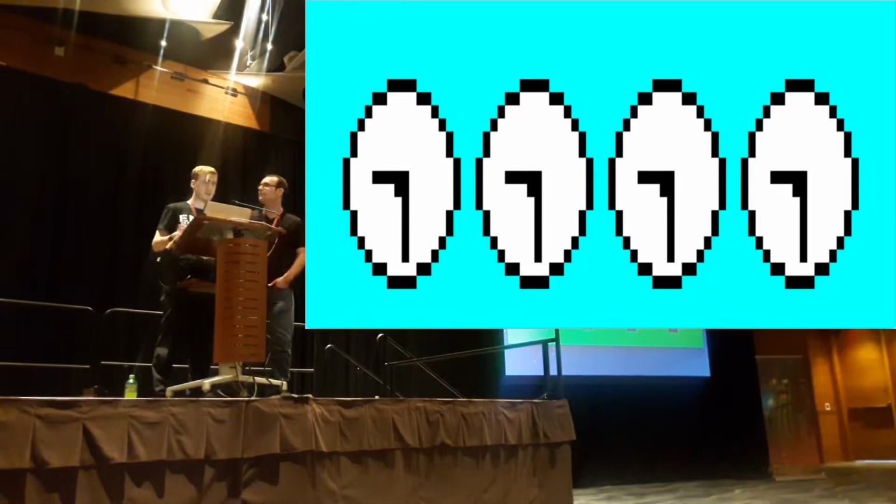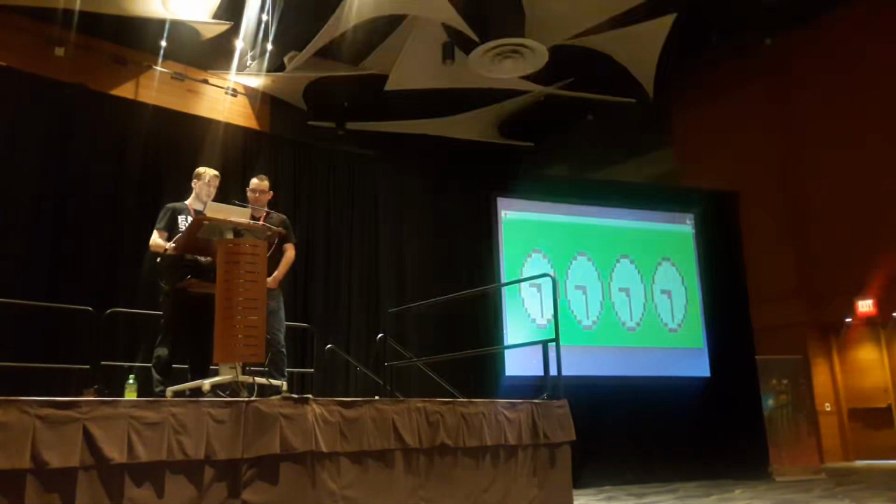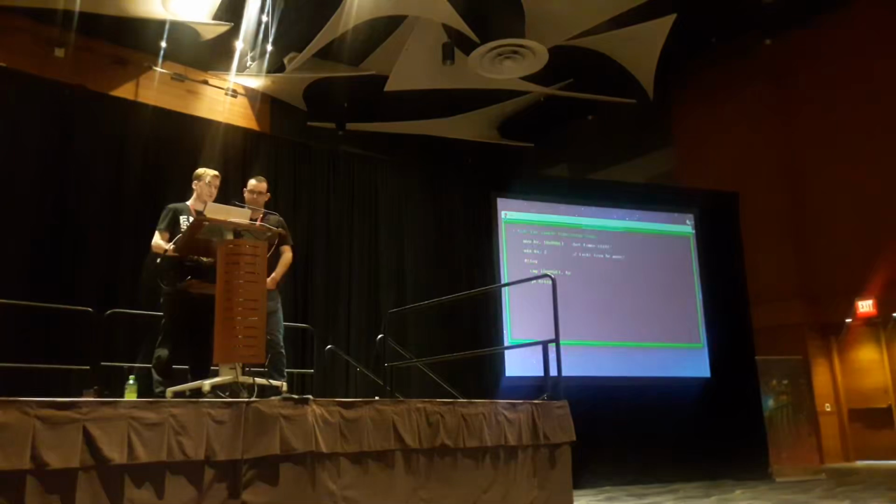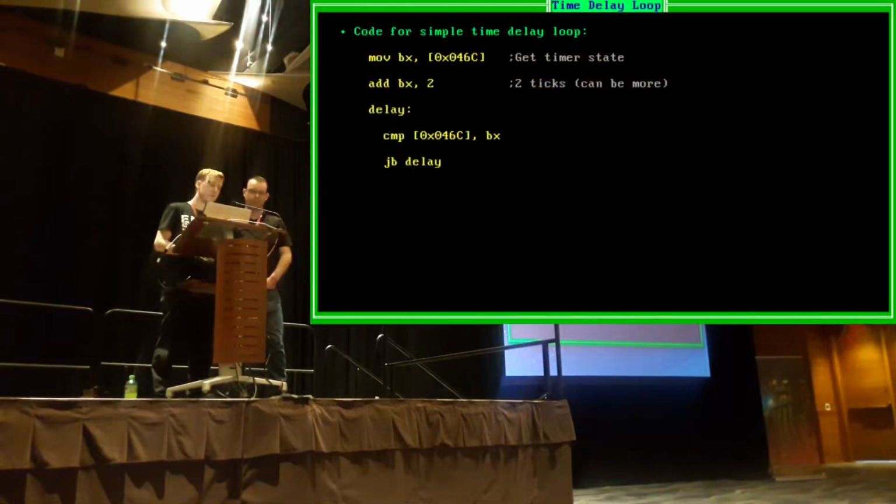Next, let's talk about timing, because for making games, you might want to check timing for your ticks. There's a lot of different ways to do it. This is the way I do it. The memory location 046C has a timer state. So I get it into VX, and I increment VX by a certain amount, that's my amount of time, and it's like a fraction of a second.